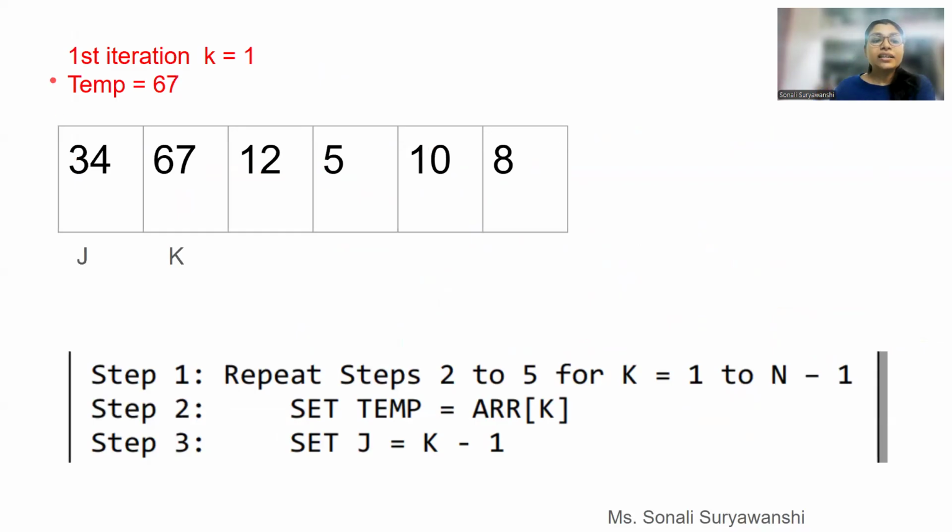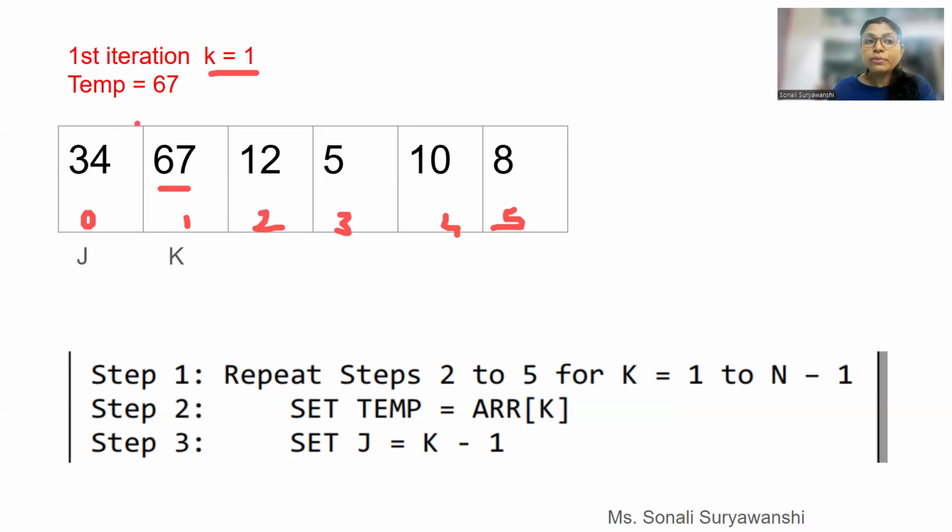Let's take the first iteration where our k is 1. As I mentioned earlier, k starts from 1. Whichever value k is pointing to, we have to take it in a temporary variable. Here, k is pointing to 67. These are the index values: 0, 1, 2, 3, 4, and 5. As mentioned earlier, k is pointing to 1 because it starts from the value 1.